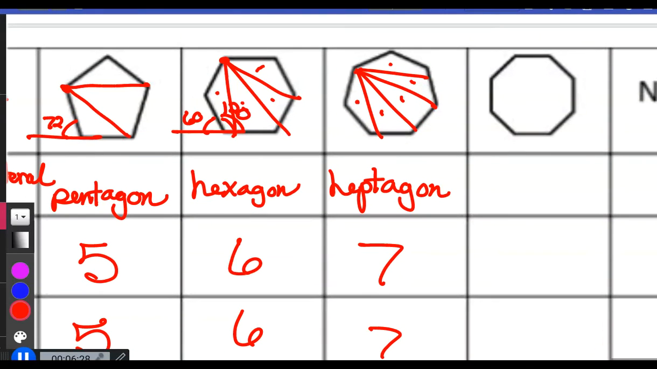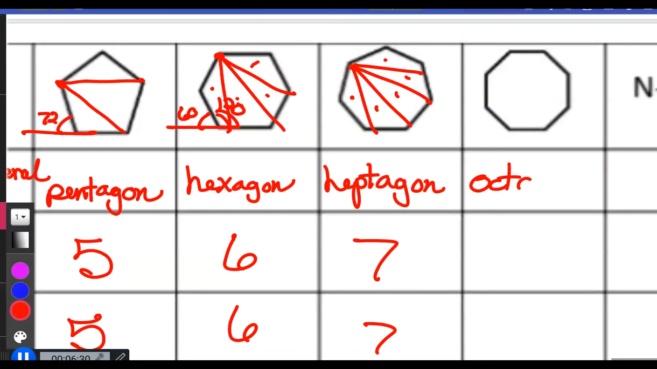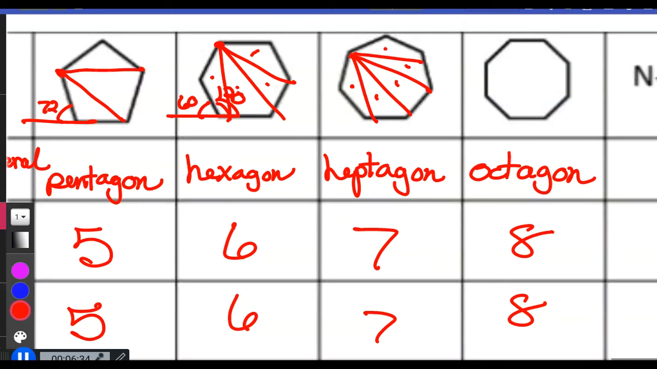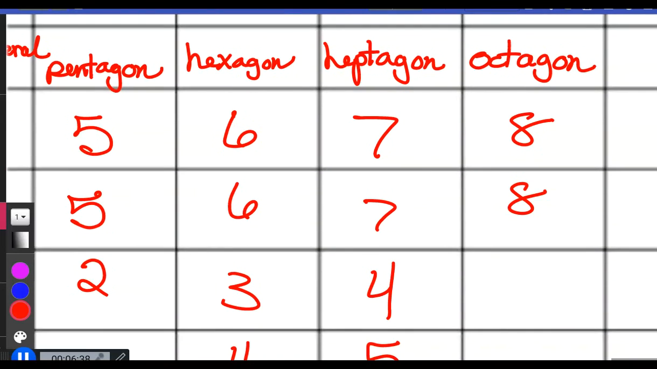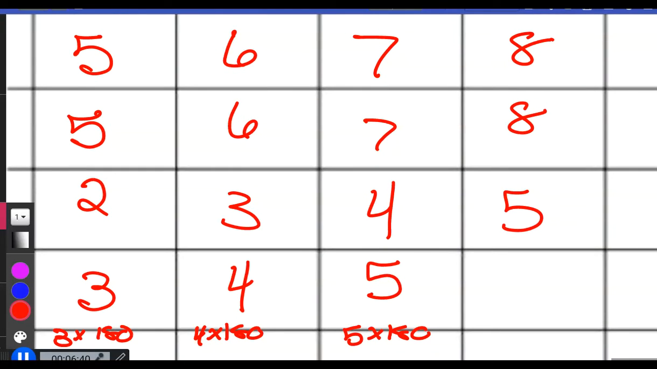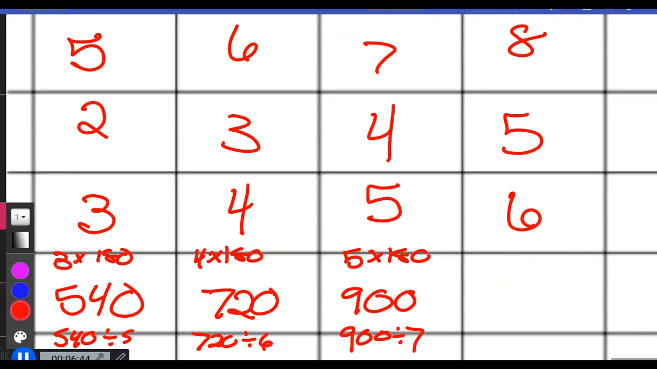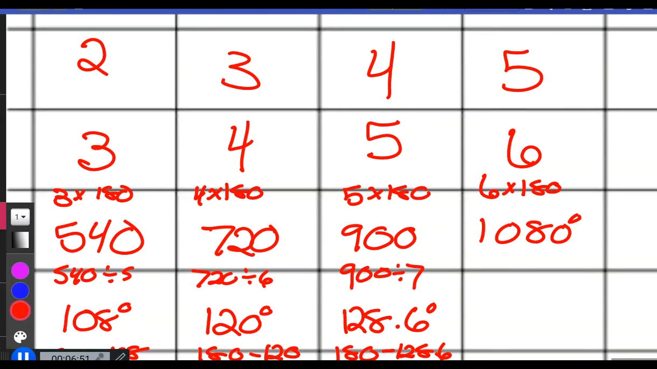All right, then we have an octagon. 8 sides, 8 angles. 1, 2, 3, 4, 5 diagonals, which makes 6 triangles. Are you seeing the pattern? So we're going to do 6 times 180, and this has 1080 degrees in it. And divide that by 8.